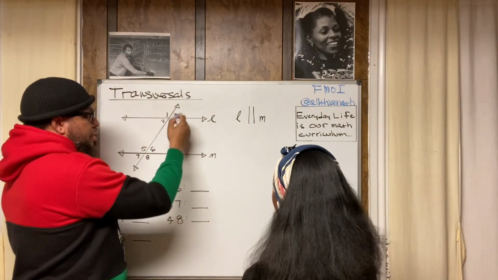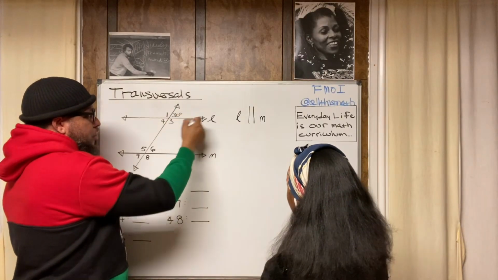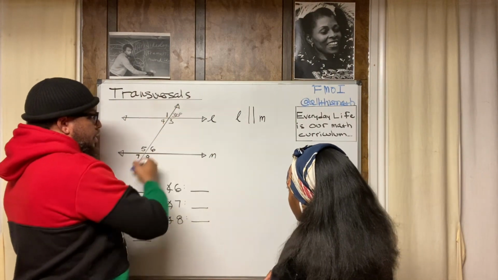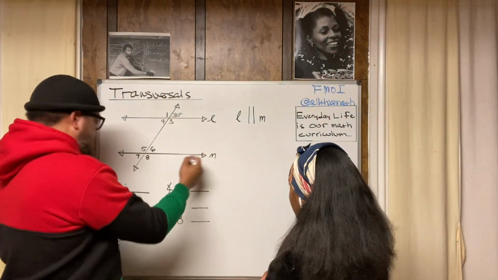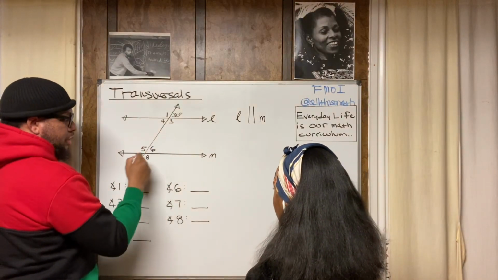So angle 1 was created by the transversal and line L. Angle 4, angle 3, this 30-degree angle were all created by this transversal cutting through line L. It's all the same thing when the transversal cuts through line M. It creates angle 5, angle 6, angle 7, and angle 8.